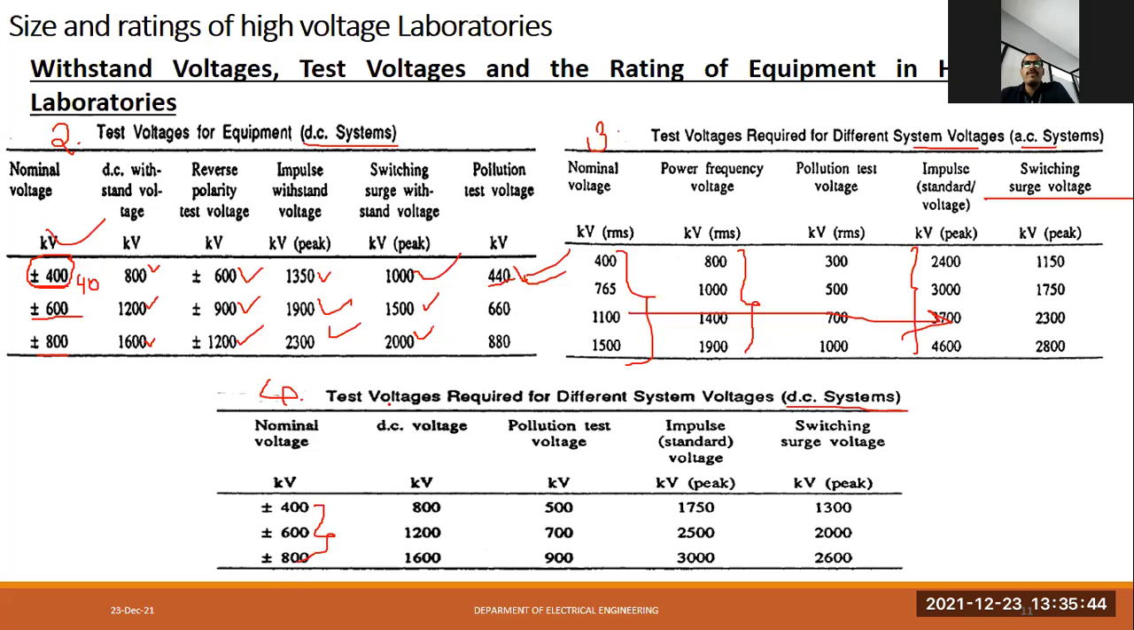For 400, 600, 800, the DC withstand voltage should be double. So if you are taking a test at a nominal voltage of 400, then your test voltage should be around 800. So they can easily apply the 400 on the equipment, and you can get properly quality-assured equipment, or we can say apparatus. So again, there is a pollution test voltage as well as impulse standard voltages. All these values are in kV.